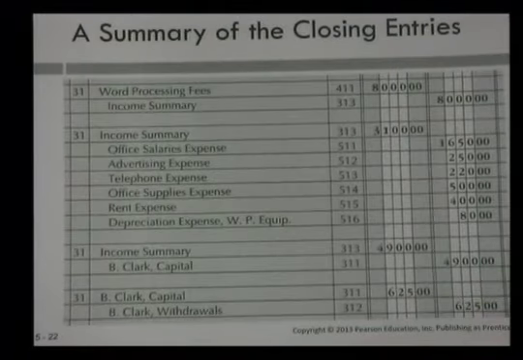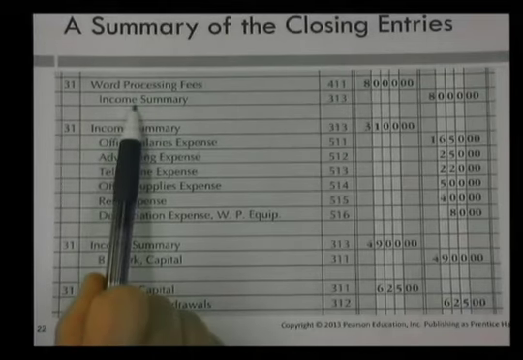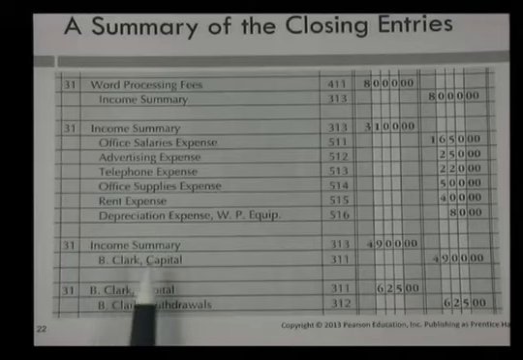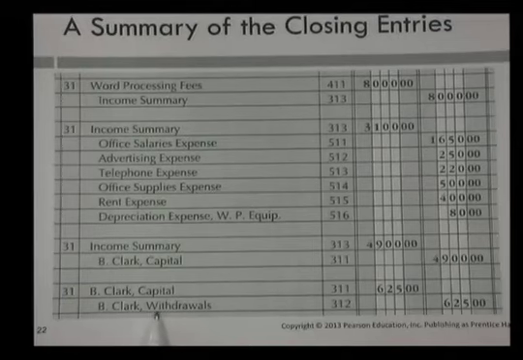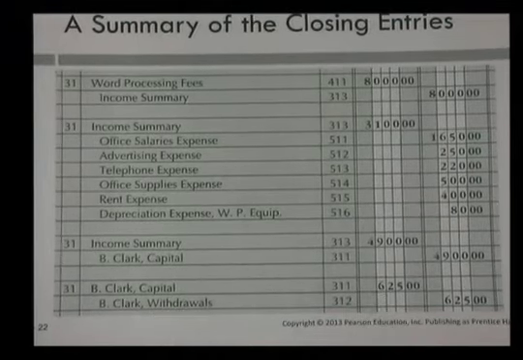Here's a summary of all the closing entries. The first one is revenue. The second entry is all the expenses. The third one is closing out income summary and putting either the net income or net loss into capital. And the fourth one is closing the withdrawals account and taking that amount and putting it into capital, subtracting it.